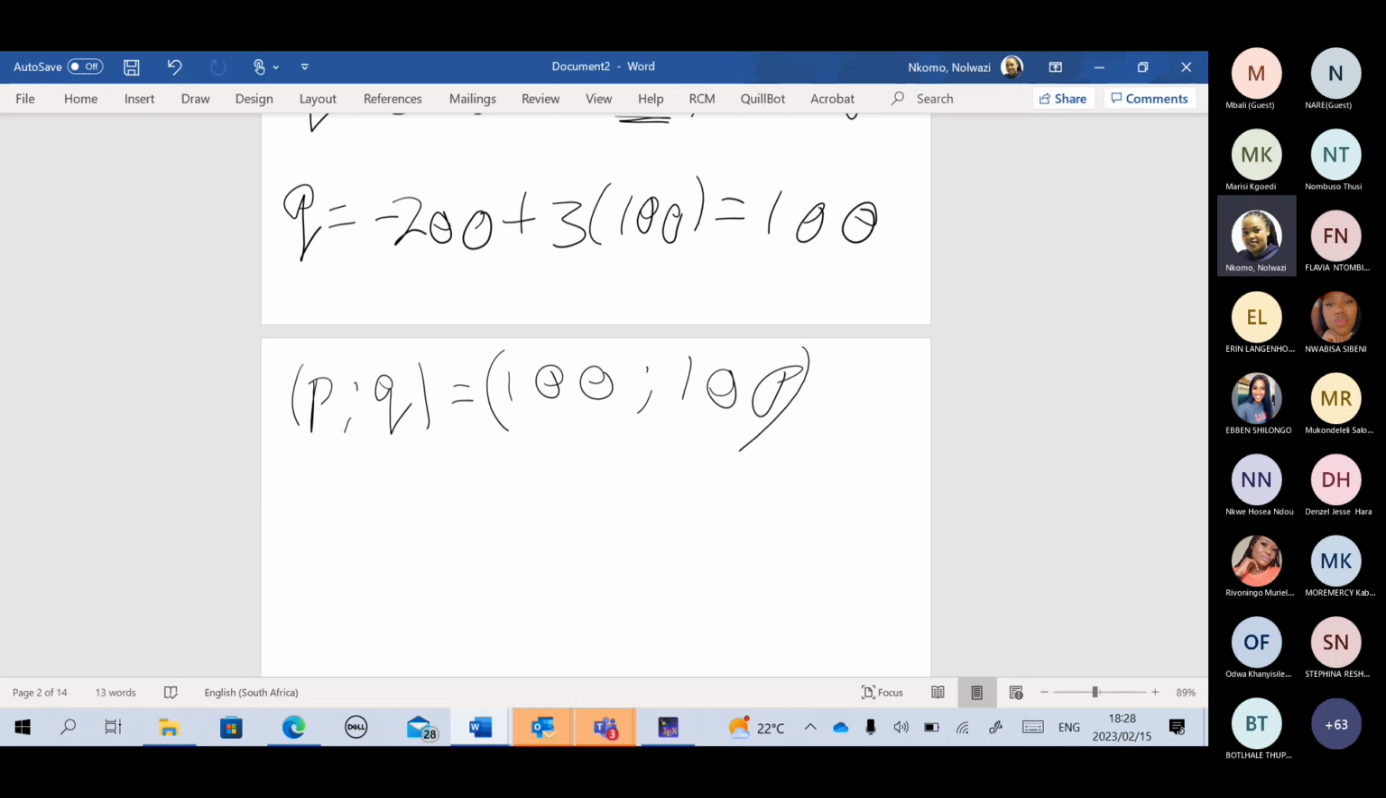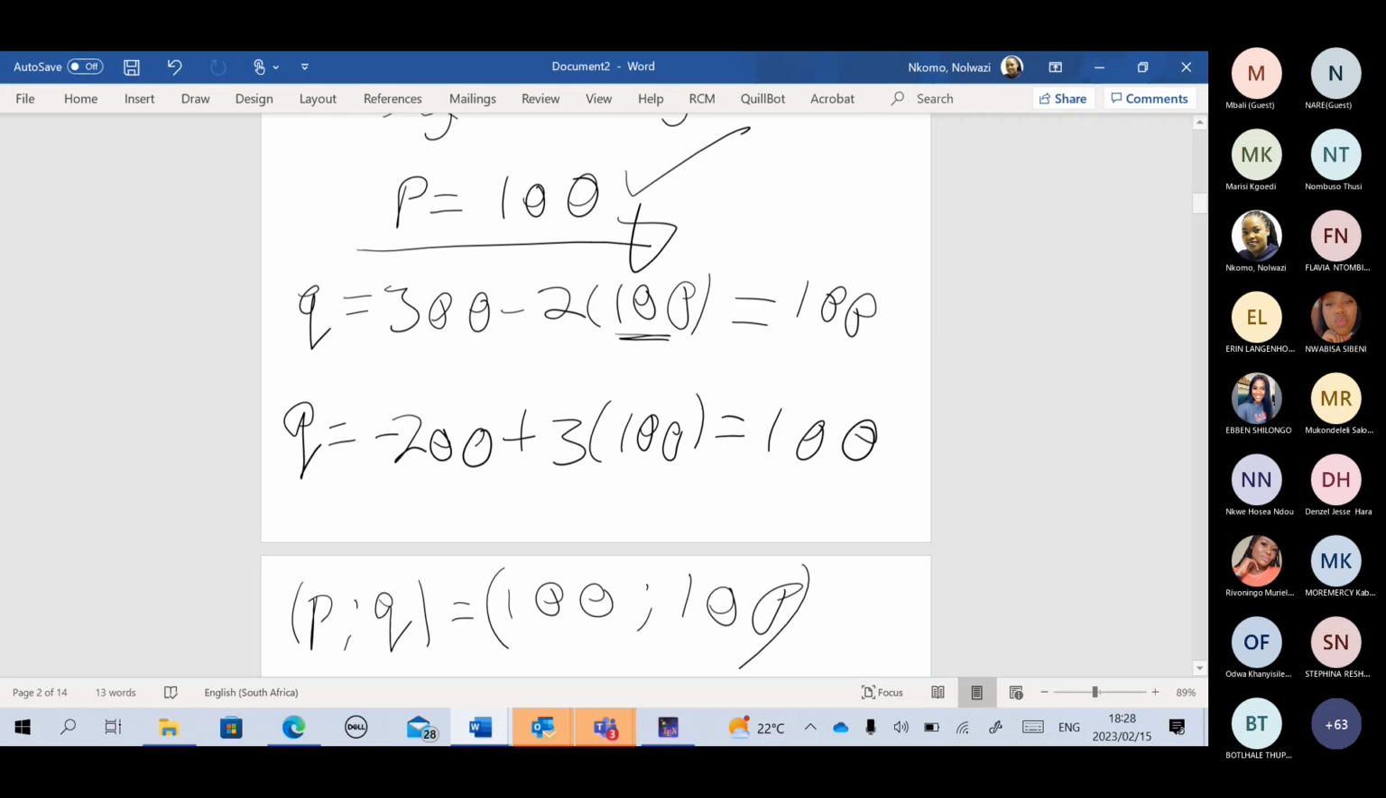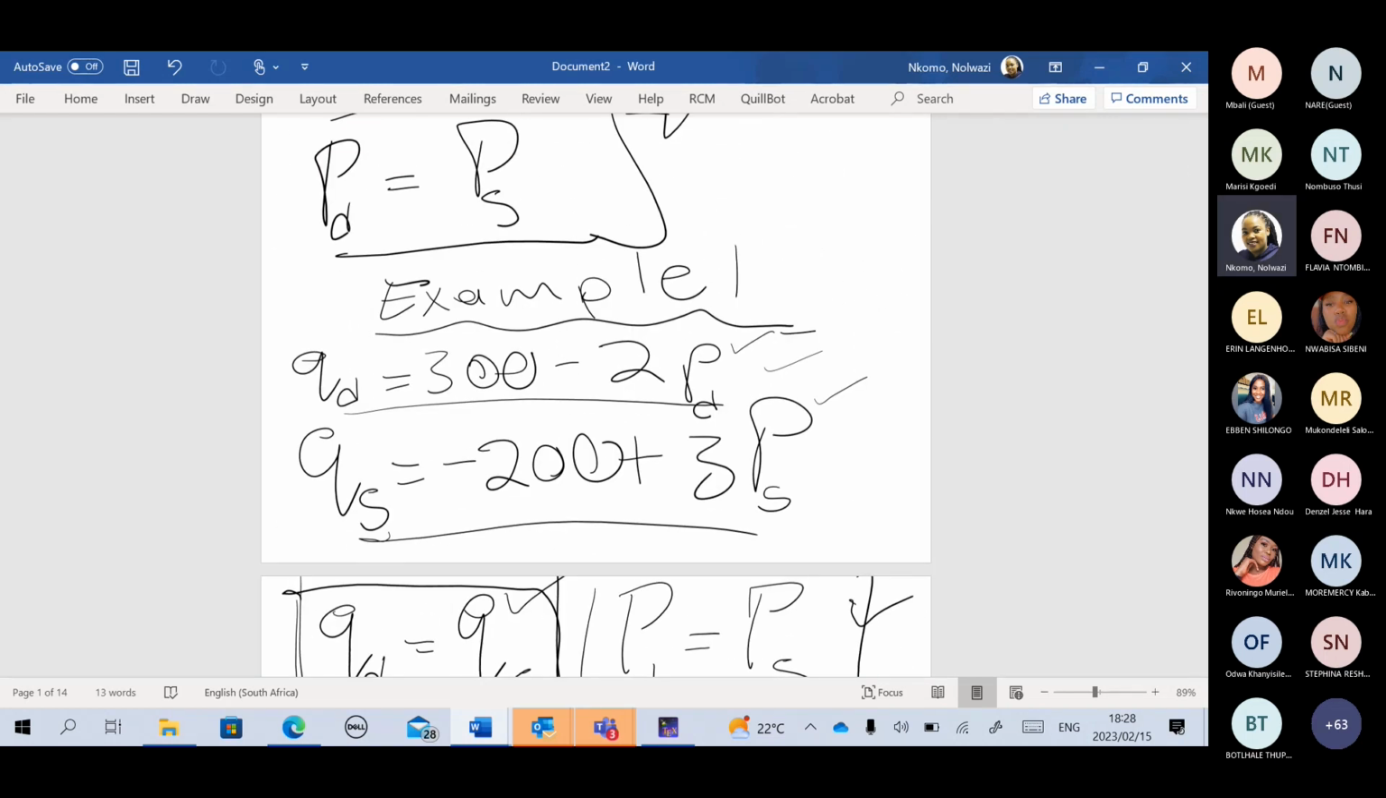Okay, and another thing, you can also find the equilibrium point by plotting the two functions on the same axis. If you plot these two functions on the same axis, then where they meet, that would be your equilibrium point. So rather than using simultaneous equations, you can just plot this graph and take that point where they meet as your equilibrium price and equilibrium quantity.